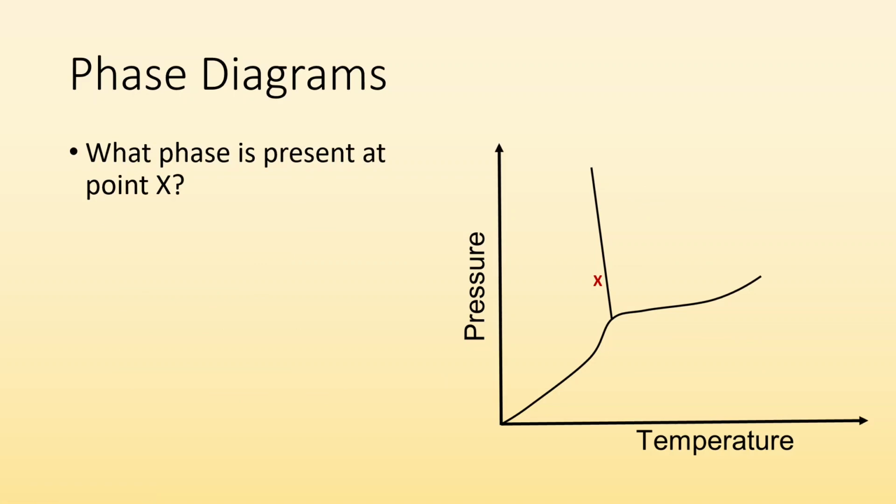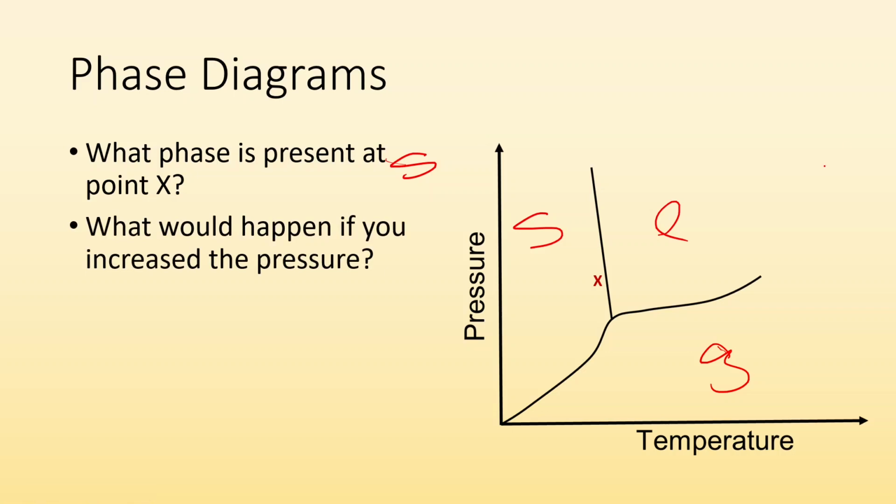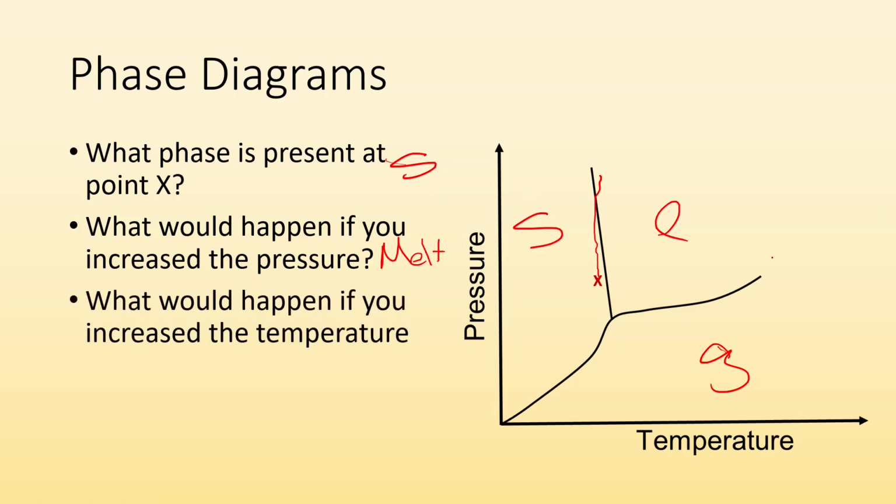Some more examples. What phase is present at X? Oh, hold on, I've got to remember: we've got solid, liquid, gas. So at point X, we've got a solid. What would happen if you increase the pressure? Well, let's see. I'm at X and I increase the pressure. It could melt. It could turn into a liquid. What would happen if you increase the temperature? Well, increasing the temperature, I'm going this way. It would also melt.